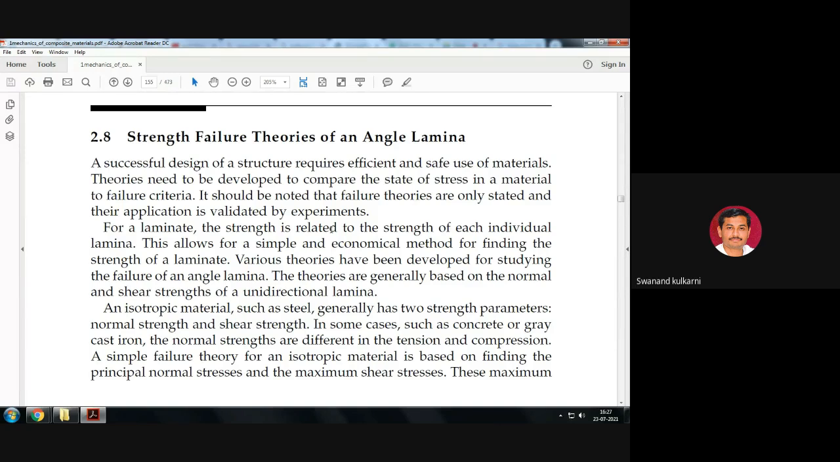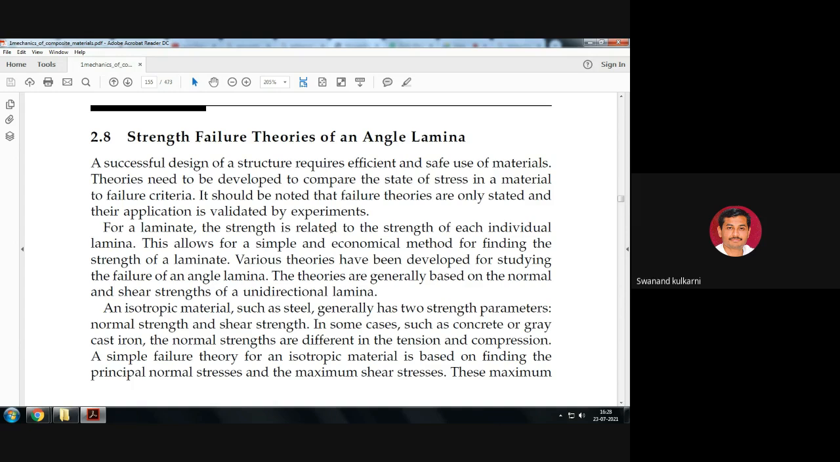And for that purpose, theories of failure are needed. Is it okay? So these theories are needed to compare the state of stress in the material and the failure criteria. Is it okay? We are comparing these two things. What will be the stress and what will be the failure?